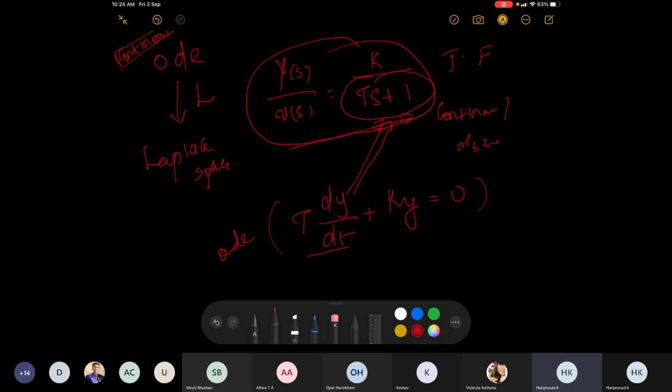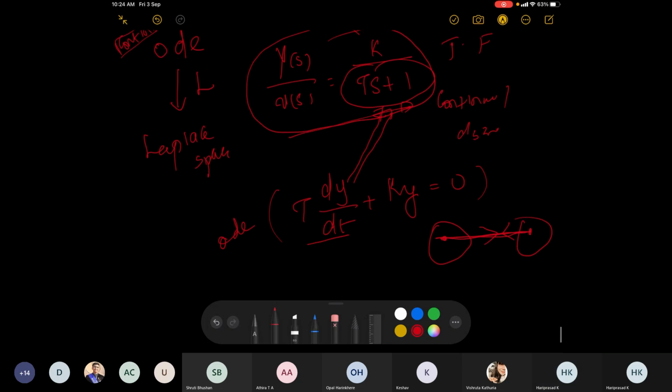I just did a transformation, and both of them are in two different universes. One may be here, one may be here, and both of them are equally likely. I can go from here and you can come from here. Agreed? Yes, sir. So the transfer function is a continuous time model because it is just a direct counterpart of the ODE, which is also continuous in nature. Is that clear to all of you? Yes, sir.